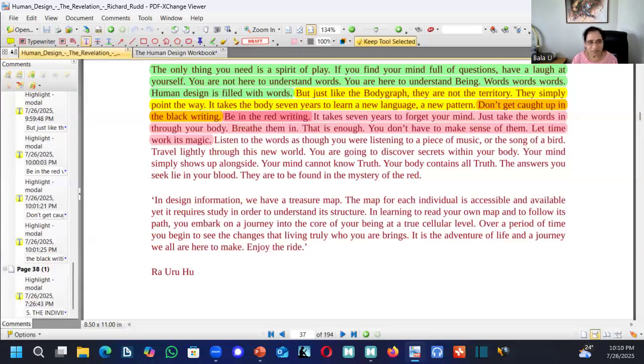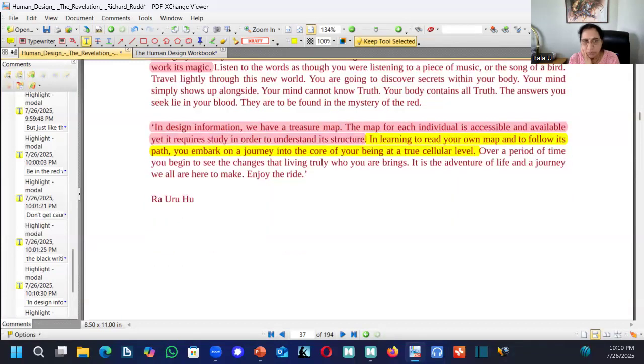In design information, we have a treasure map. The map for each individual is accessible and available, and it requires study in order to understand its structure. In learning to read your own map and to follow its path, you embark on a journey into the core of your being at a true cellular level. Over a period of time, you begin to see the changes that living truly who you are brings. It is the adventure of life and a journey we are all here to make. Enjoy the ride.